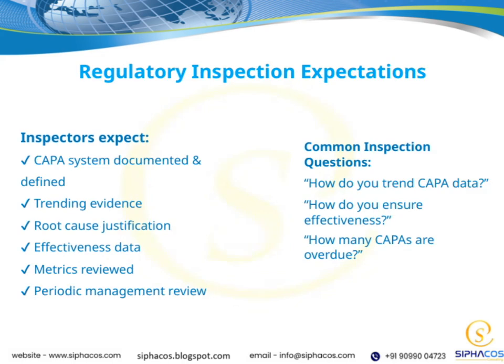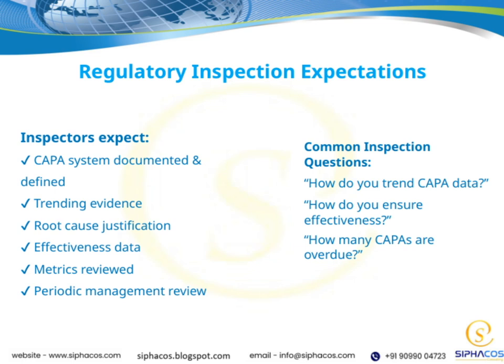Let's take a moment to consider some common inspection questions. One key question is, how do you trend CAPA data? This is about understanding how we analyze our corrective and preventive actions over time to identify patterns or recurring issues. Tracking this helps us spot trends and improve our processes.